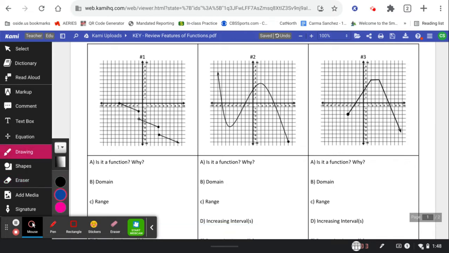So we're going to go ahead and say, yes, it is a function because for each x, there is only one y.